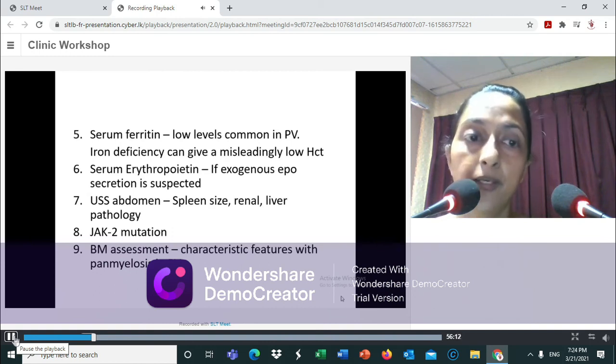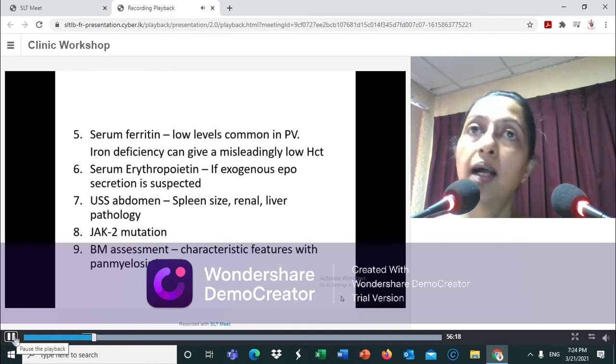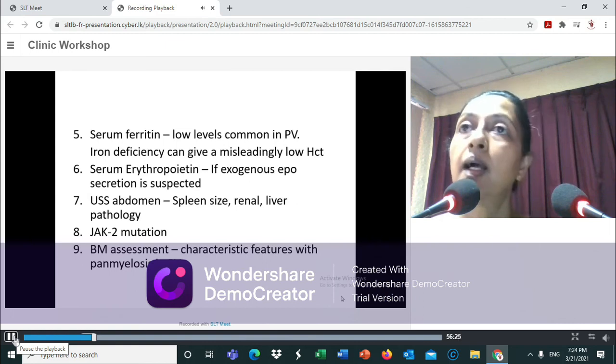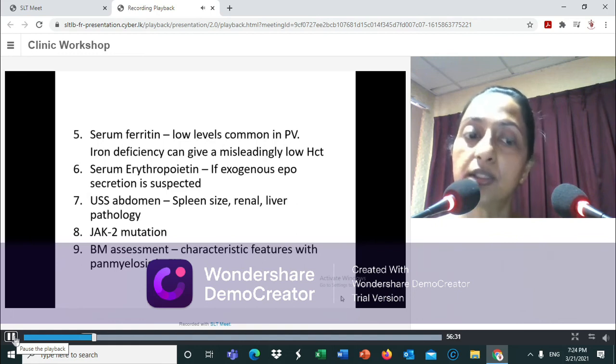Then serum erythropoietin if exogenous secretion is suspected. Ultrasound scan abdomen to look for the spleen size, renal and liver pathology, and JAK2 mutation. Bone marrow assessment, which will show the characteristic features of polycythemia vera, including panmyelosis and the megakaryocytic morphology, and so on.